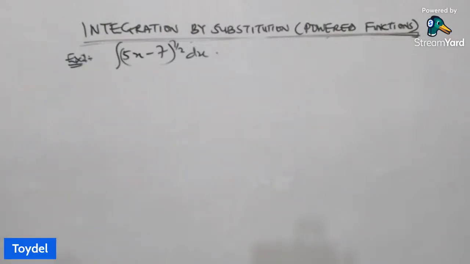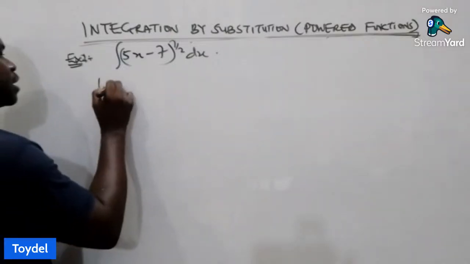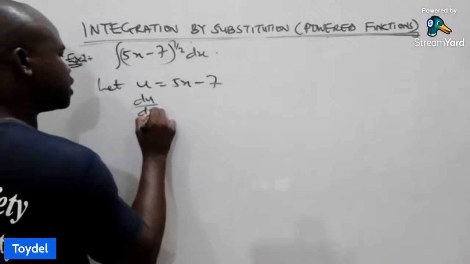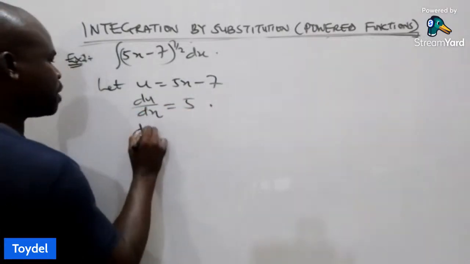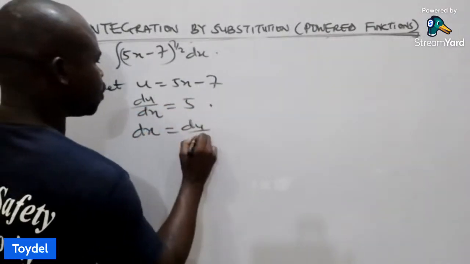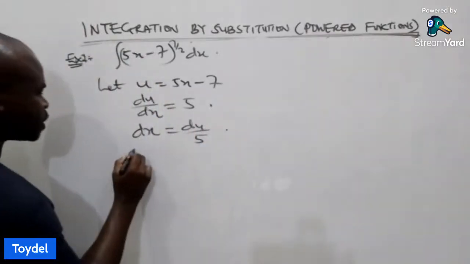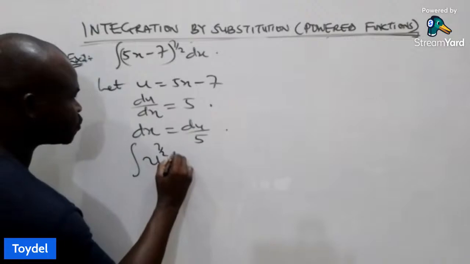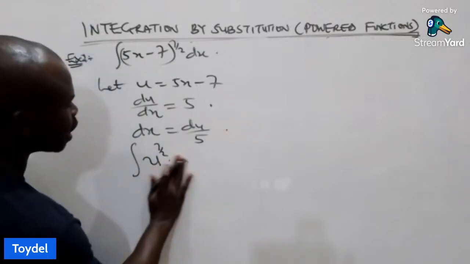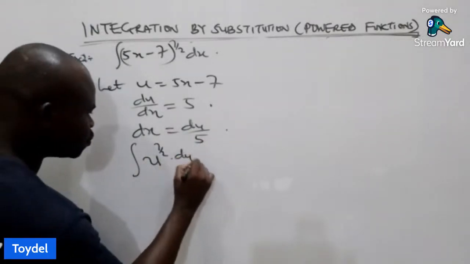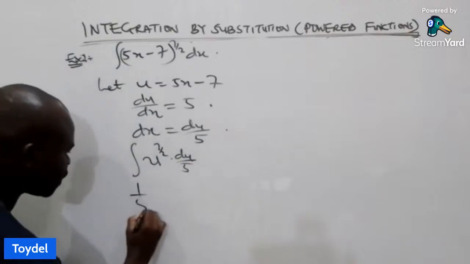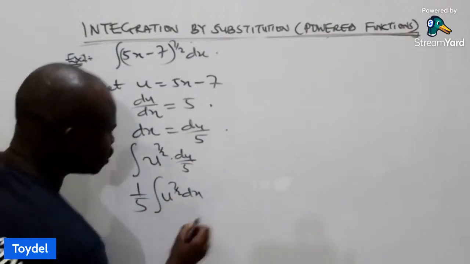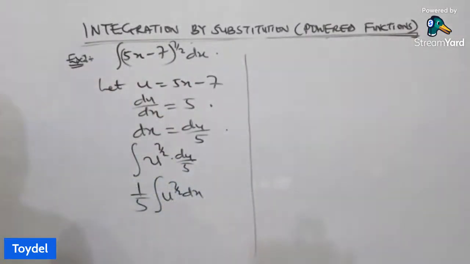So what do we do here? Still the same thing. Just say let u be equal to 5x minus 7, so that du/dx will be equal to 5. When we make dx the subject of the formula, I'm going to have du all over 5. So we go back to the given question and say integral, instead of 5x minus 7, I'll change this to u raised to 7 over 2, and write dx in terms of du all over 5. So I can bring out 1 all over 5 outside, so that I have the integral of u raised to 7 over 2 du.